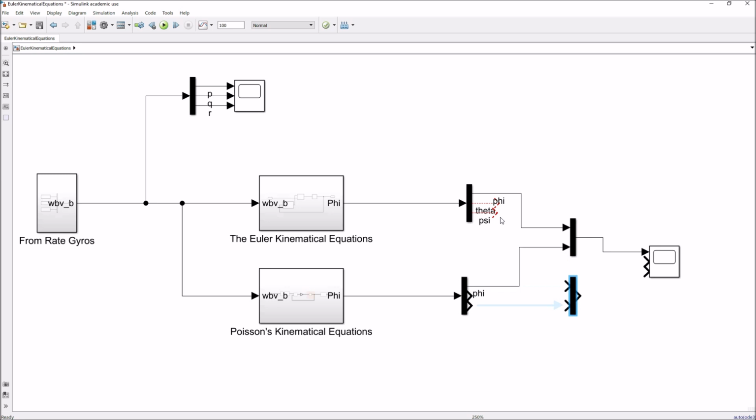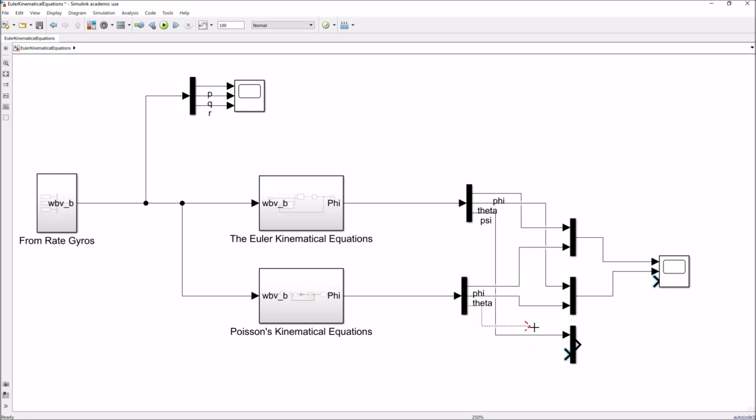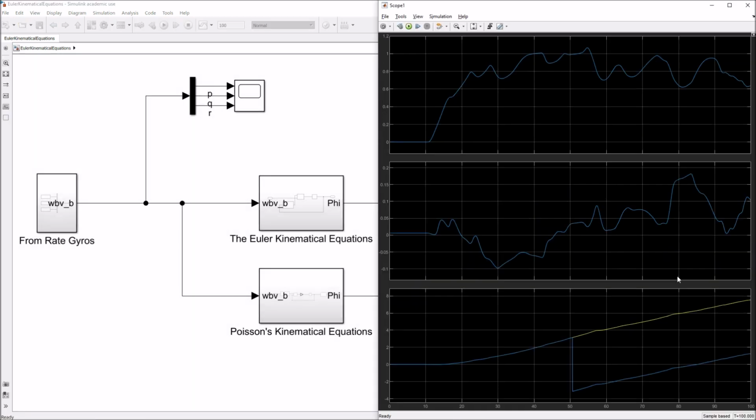And let's compare theta, which is this guy. Theta is coming from Euler, and theta coming from Poisson. We'll jam that into the second entry. And then finally, let's look at psi as calculated by the Euler kinematical equations compared to psi calculated by Poisson, and put these together, hit save, and run this puppy. And open up the scope, and voila. Well, okay, halfway voila, right?